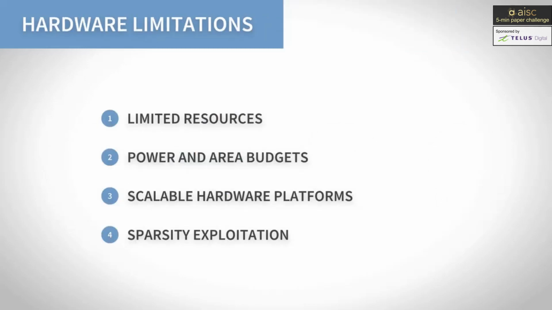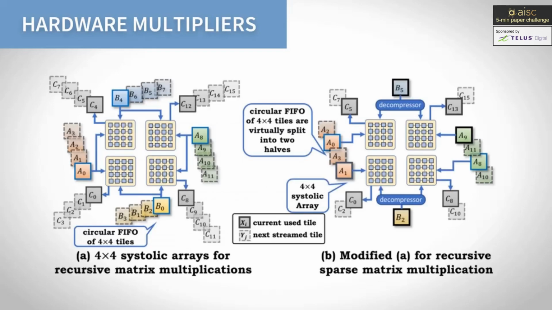However, there are several limitations that are encountered in the process of doing so, namely limited resources, power and area budgets, scalable hardware platforms, and sparsity exploitation. Matrix vector operations, which lie at the core of machine learning and which are often used in the fully connected layers, require a lot of hardware multipliers. The weights that are used for the same operations require lots of memory.